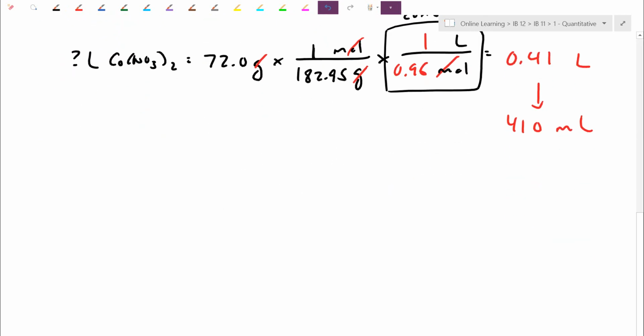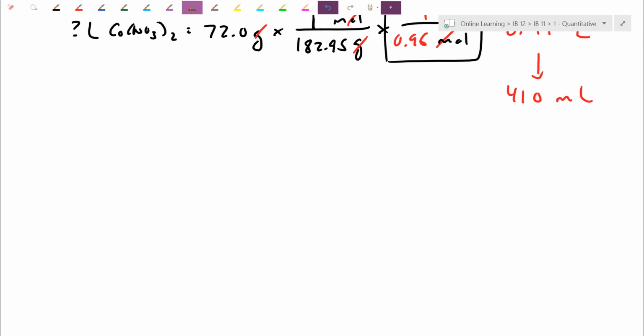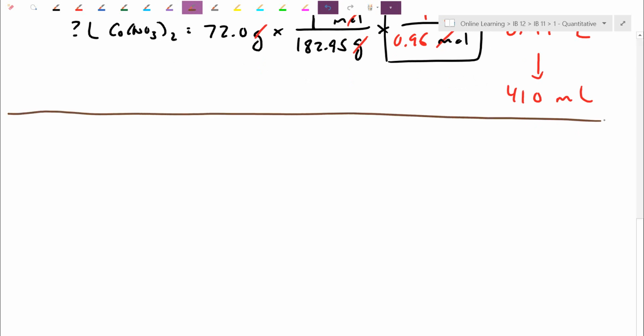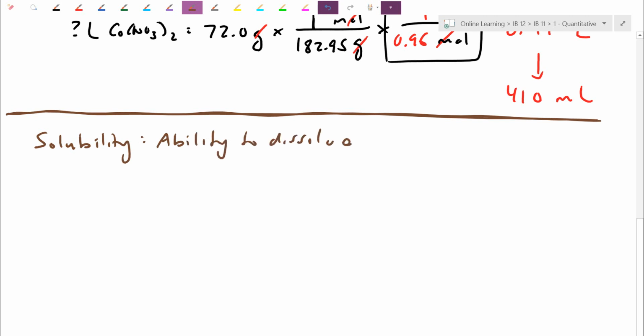I want to just rehash with you some of the vocabulary in this section, and then we're going to look at one last calculation for solutions. Let's focus on this term here, solubility. The solubility of something here measures its ability to dissolve, its ability to break up, its ability for the solvent to actually rip apart the bonds.